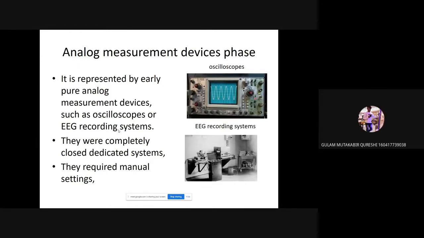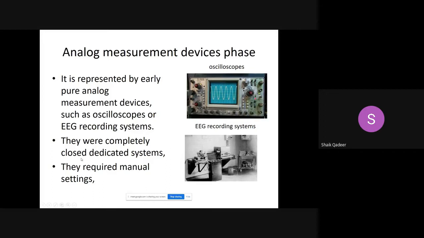Yes, sir. Analog measurement devices space. As I told you, in this particular phase, we have exclusive dedicated physical systems in which there is no role of software in implementing any part of the instrument. An example is the oscilloscope. Another example is the EEG recording system.